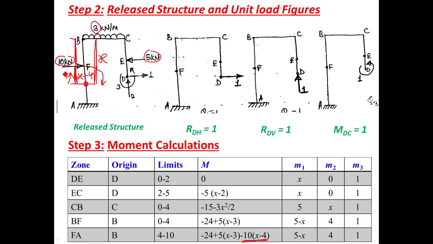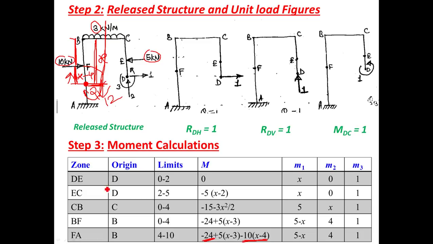Now we will take the moment because of UDL. We are taking moment here. When you convert the UDL into a point load, 3 into 4, it acts vertically downward like this. 3 into 4 means 12. And the perpendicular distance, half of the 4, is 2 meter. So 12 into 2, 24, clockwise, minus. So this moment of UDL is minus 24. Look at the last row of this table. First term, minus 24.